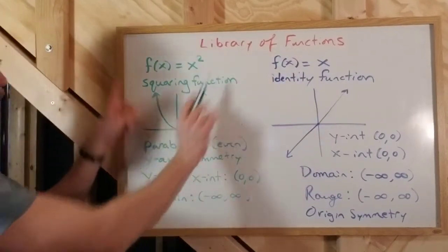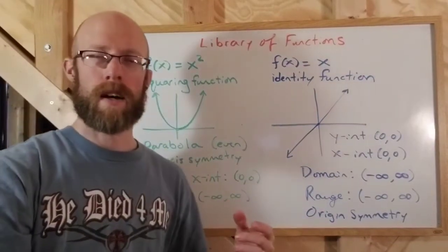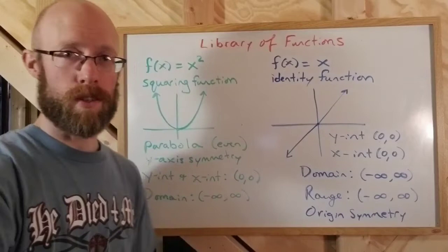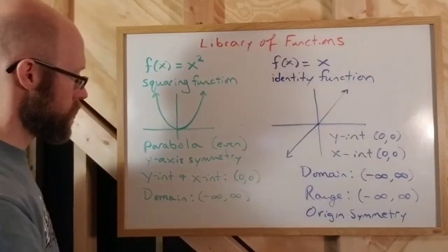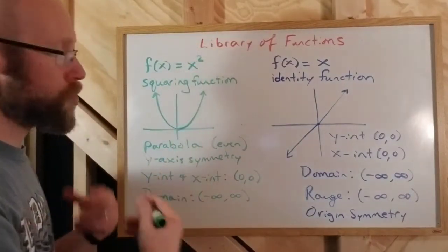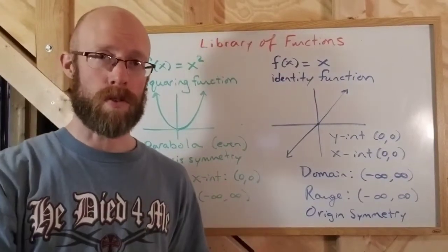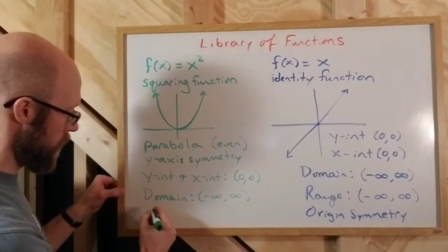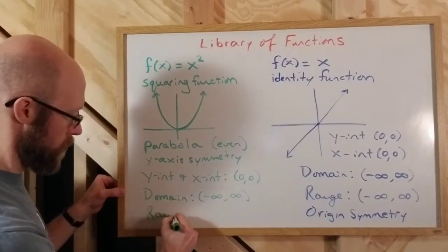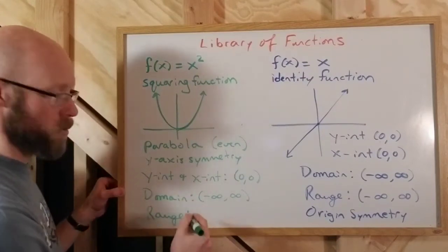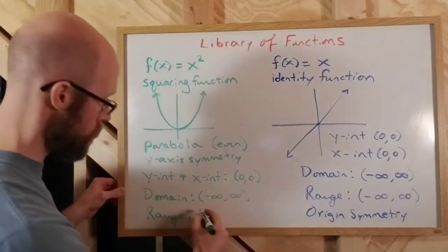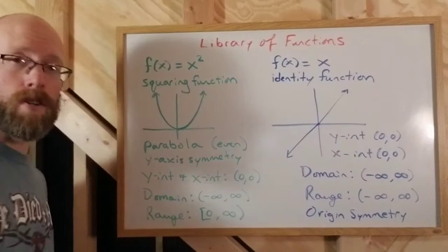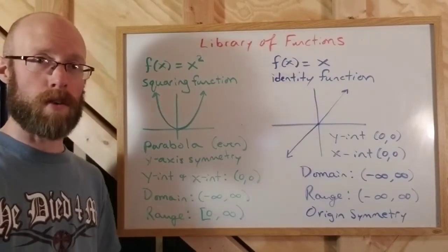So domain on this one, you can plug anything in to a squaring function and raise it to the second power. You're going to get something as an answer, so that's okay. The outputs, however, when you square a number, you always get a positive or 0. You never get a negative. So there's a restriction on the range. You always are going to get a positive or 0, so that would make 0 to infinity the range. Okay? No negative numbers can come out from that.